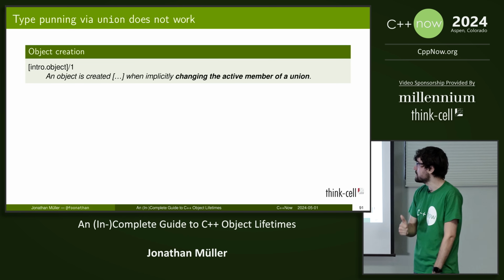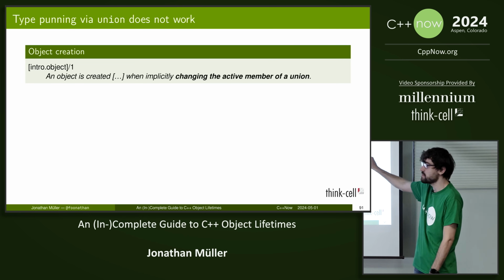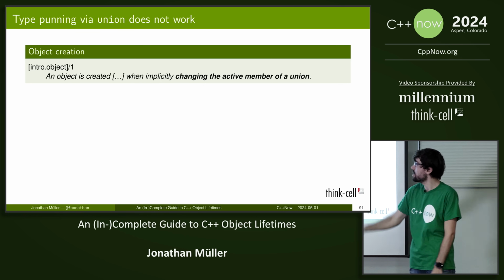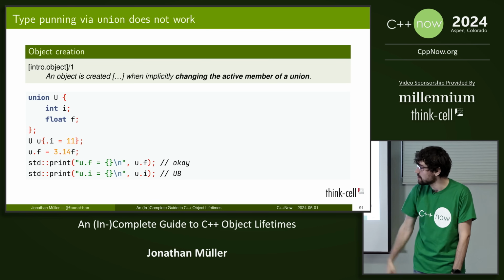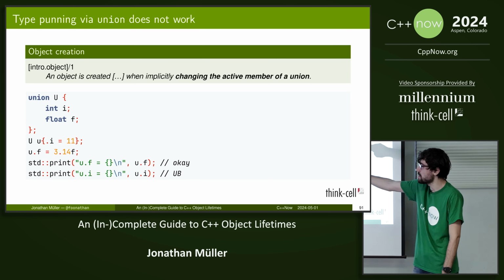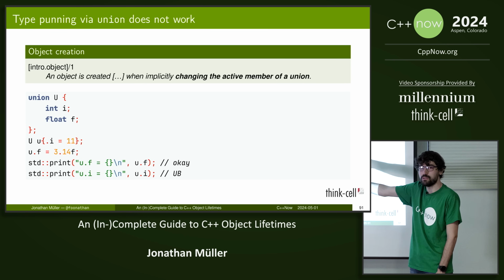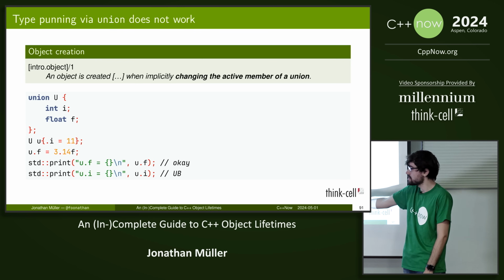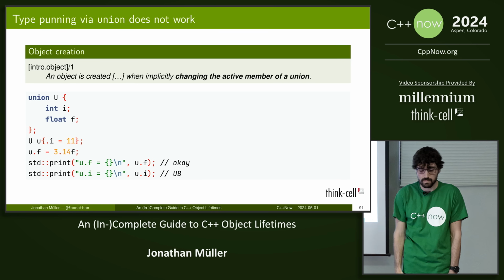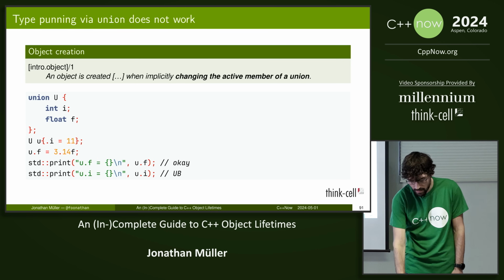So type punning via union does not work, because, finally we've reached the end of the sentence, an object is created when implicitly changing the active member of a union. Union of int and float: we create an int, we assign a float. This creates a new object at that place, the float, so we can no longer access this as an int. Type punning by union doesn't work.